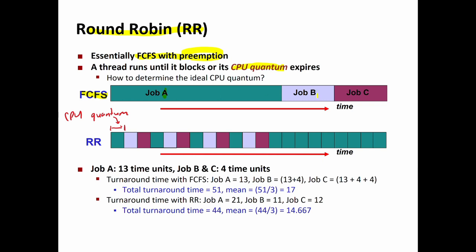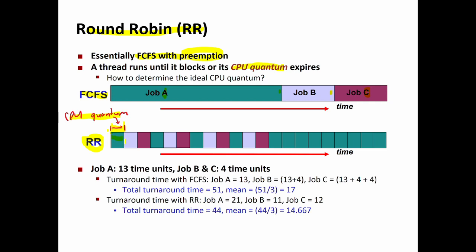job A, job B, and job C, all in the ready queue, you schedule job A, it runs to completion, and you schedule job B from the ready queue, it runs to completion, and then job C. In the case of round robin, we have this CPU quantum that you can see here. The CPU quantum is fixed, and you let job A run a bit.